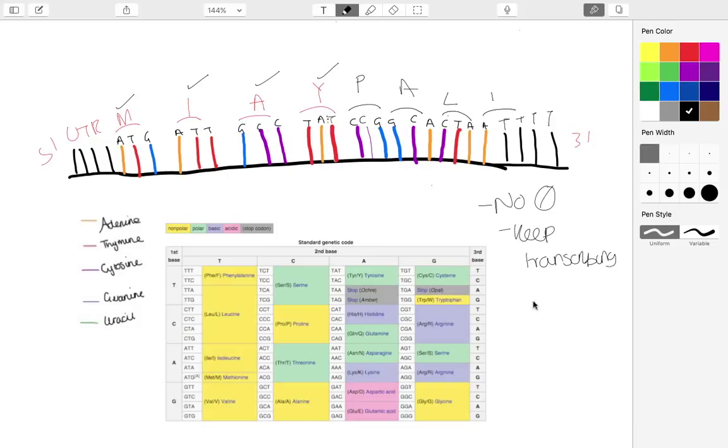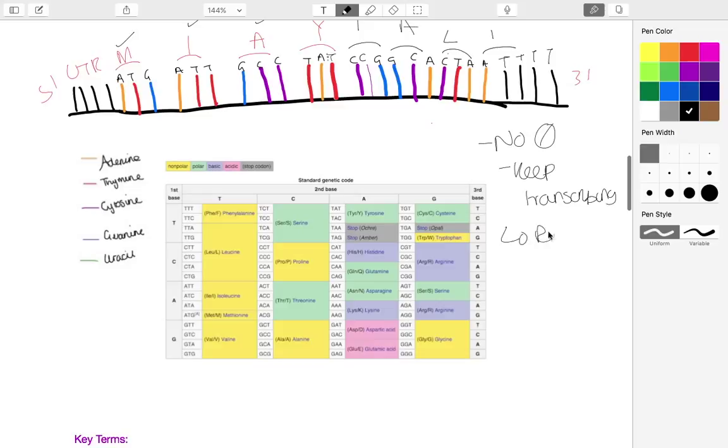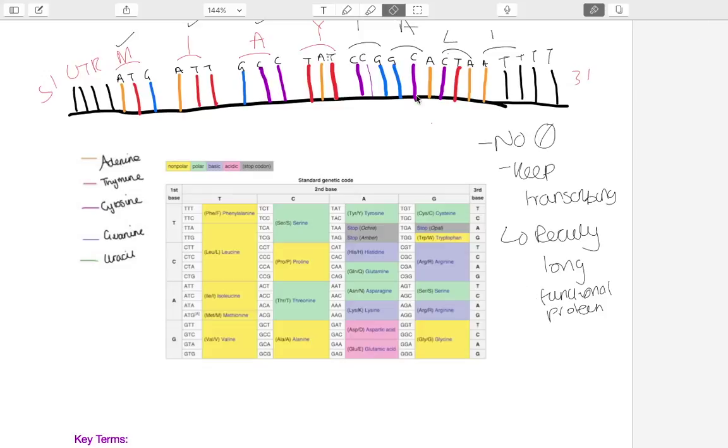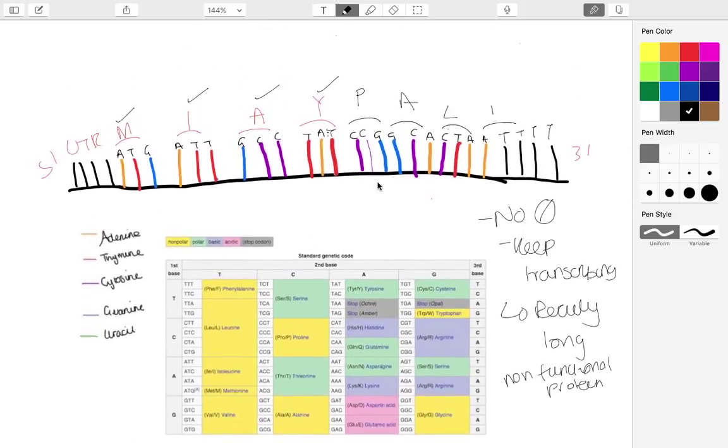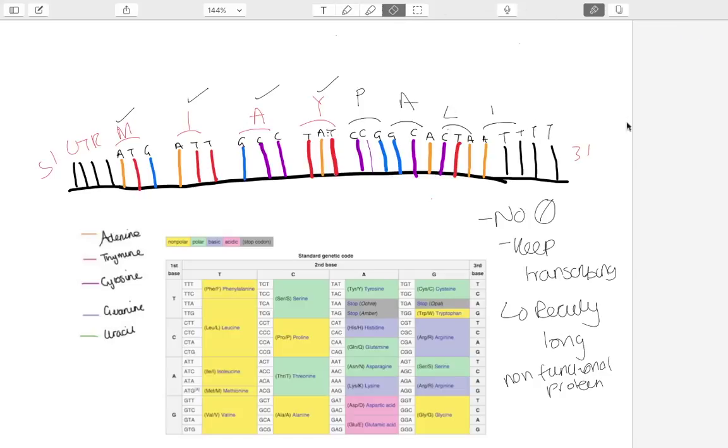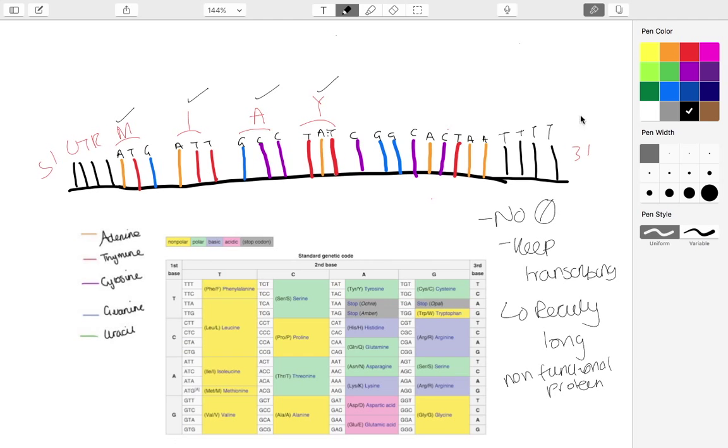So this results in really long, mostly non-functional proteins. Okay, so it will keep going. So we will just go back, and we'll change all this now. We're going to get rid of this. So we've already just demonstrated a frame shift mutation.